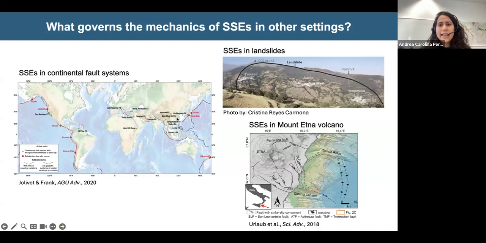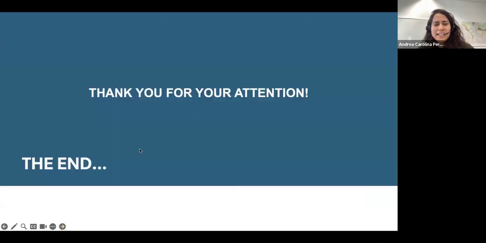And lastly, I just want to highlight that there's still a lot to do. We know that SSEs occur also in other settings, such as in continental fault systems, in landslides, and also in the flanks of volcanoes. I show here an example of Mount Etna. And it's interesting to think whether these environments could give us insights into the mechanics of SSEs in subduction zones as well. So with that, thank you all for your attention, and I'm happy to take any questions.